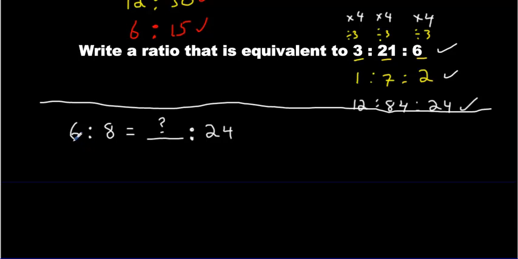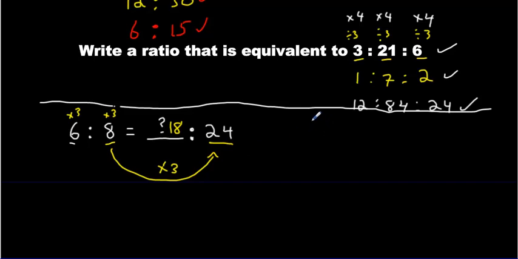Now, what you would do here is you would compare like terms. Now, look, the first term and the first term is not much we can do here. But if you look at the second term and match it with the second term, look what you get. You get times what? Times 3. So we multiplied the 8 by 3 to get 24. So what did we multiply the 6 by? We had to have multiplied it by 3 as well. So our missing number would be 18.